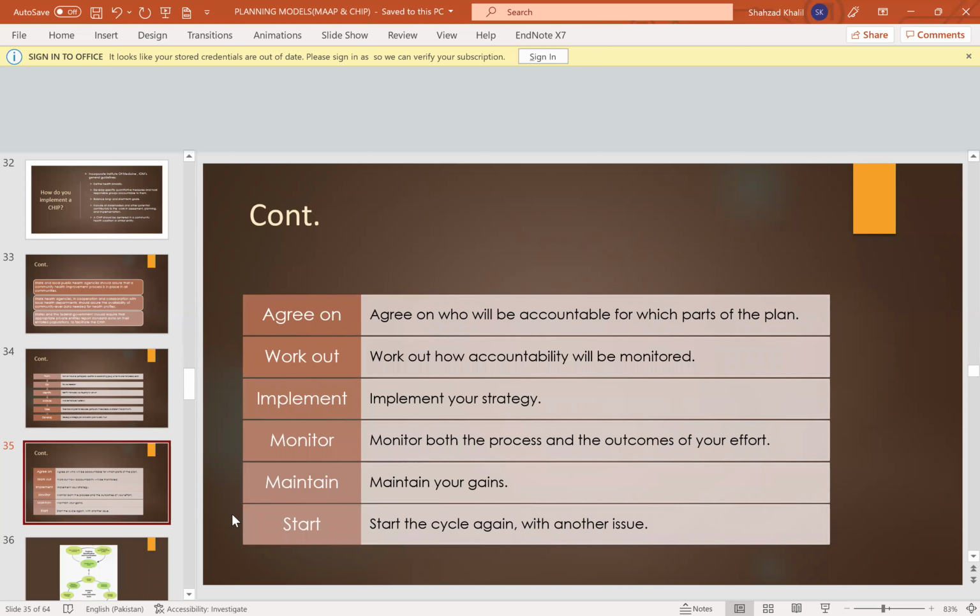Agree on who will be accountable for which part of the plan. Work out how accountability will be monitored. Implement your strategy. Monitor both the process and outcome of your effort. Maintain your gains. Start the cycle again with another issue.